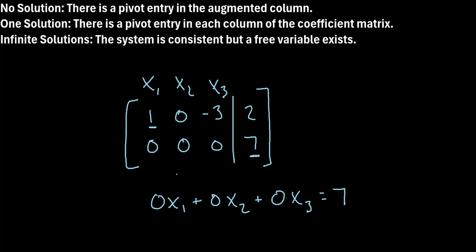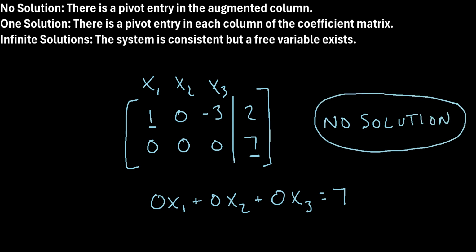That's never possible because we can't have 0 times some number plus 0 times some number plus 0 times some number ever equal to 7. So this is not possible, or we would say it's not consistent. So we can see that there is no solution to this particular set of linear equations.